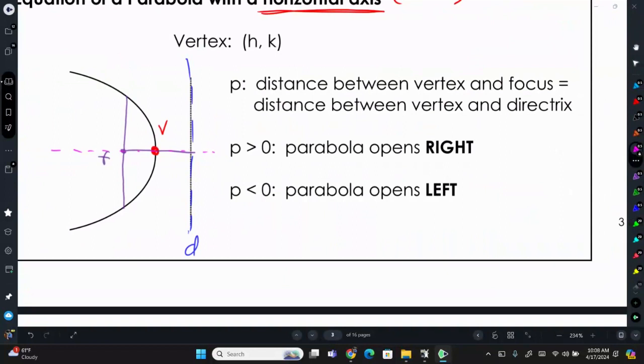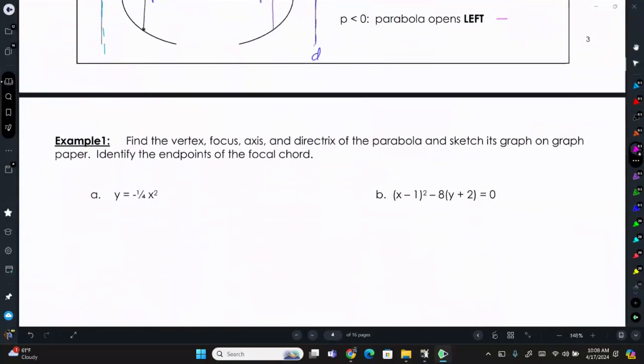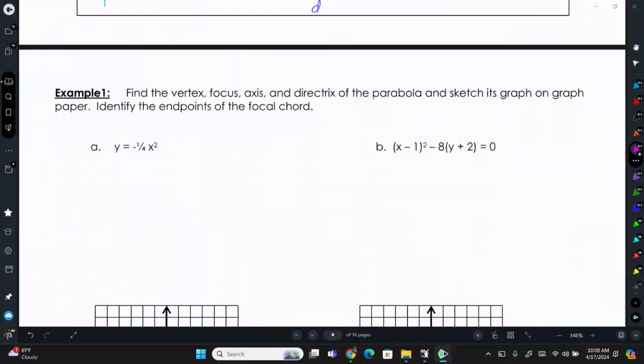P does the same thing as it did above. If P is greater than 0, it opens to the right, so a positive P value opens to the right. A negative P value opens to the left. So let's go to the next page and look at some examples and draw them.